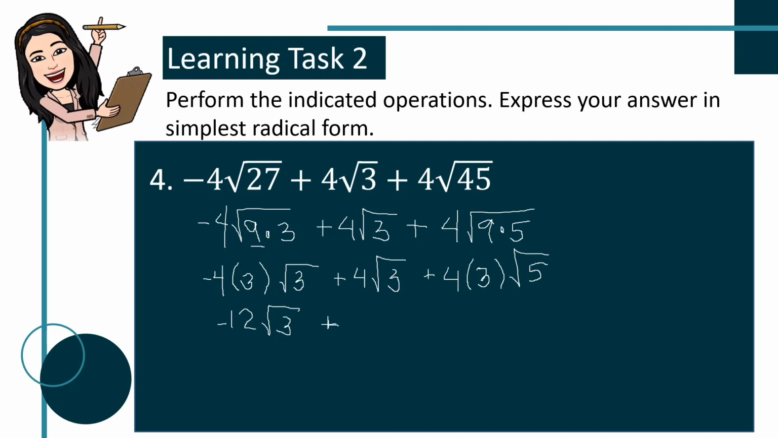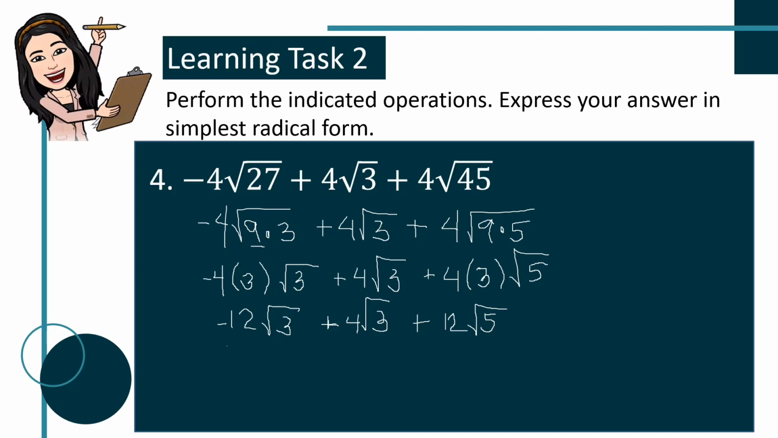We have 4 square root of 3. Plus, how about this one? 4 times 3? We have 12. So, we copy again 12 and then square root of 5. That is what is inside. Now, let us perform the operation. Since our radicands are reduced, we can now add or subtract. Take note that we can only combine like terms, or similar radicals. So, which of these are similar radicals?